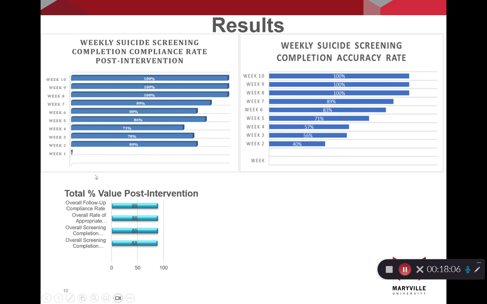For the total percentage value post-interventions, you can see that the overall follow-up compliance rate was 89%. Same thing for the overall rate of appropriate interventions that were implemented, 89%. For the overall screening completion, 89%. And finally, overall screening completion accuracy was 88%.